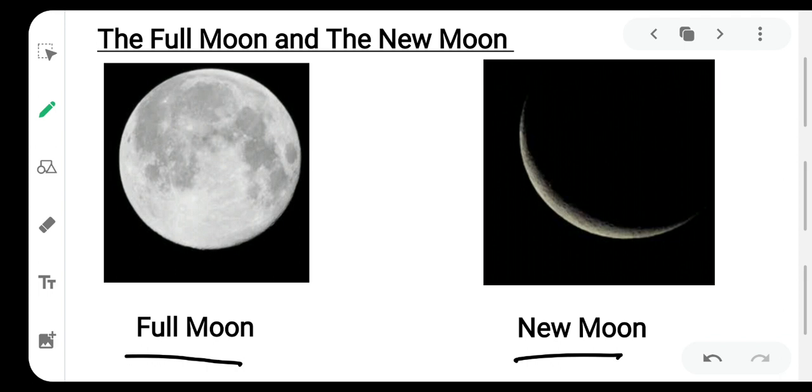We see half of the moon's surface which faces the earth, that is from the earth we see only one side of the moon. And we all know that the moon has no light of its own. We can see the moon because of the sun's light that falls on it. On a full moon night, we see the entire side of the moon that faces the earth. On a new moon night, we cannot see any of it.